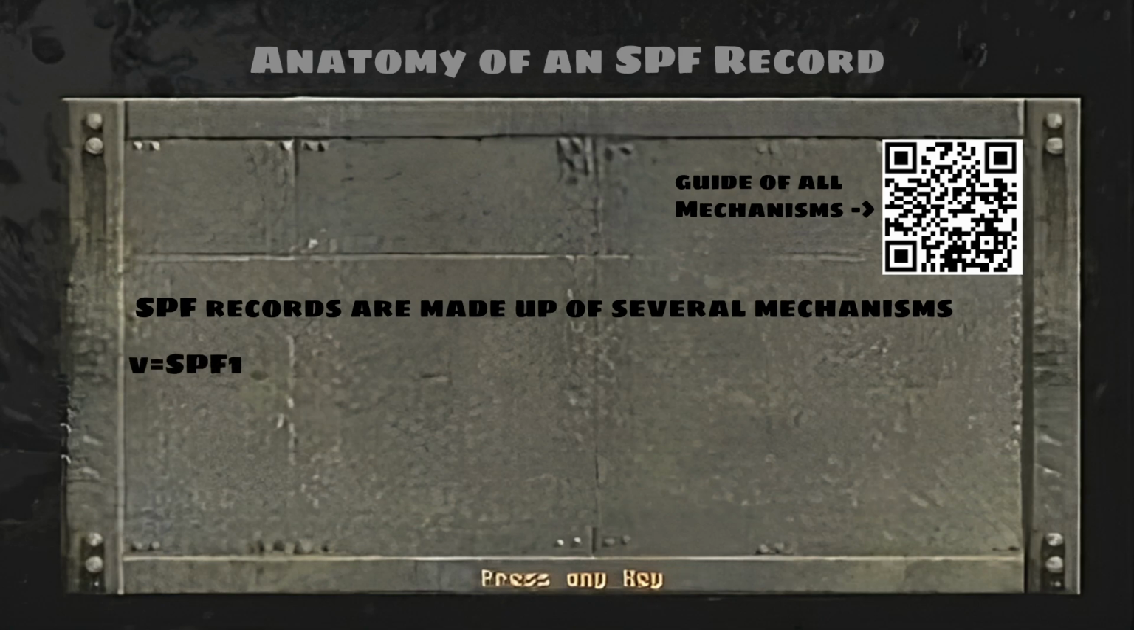You start off with the V tag or the V mechanism. It's always SPF1. That sets the SPF version. And currently there is only one version, so that will always be SPF1. At some point, if they roll out an SPF2, then we'd be able to bump that up to 2.